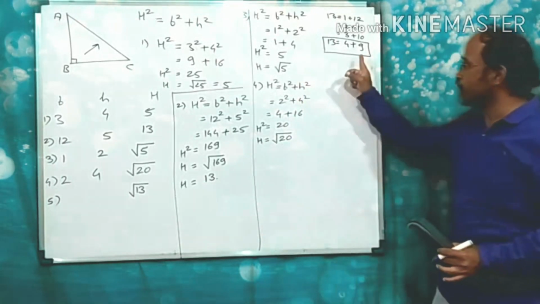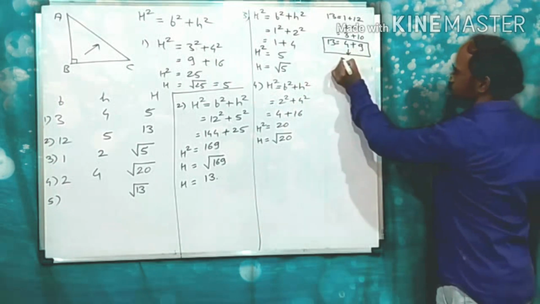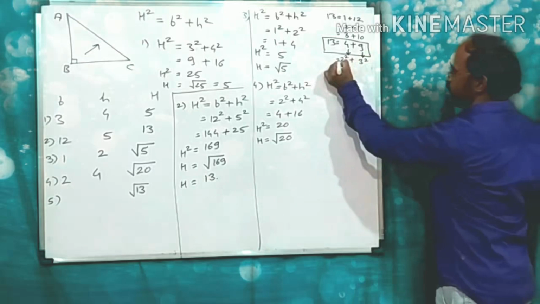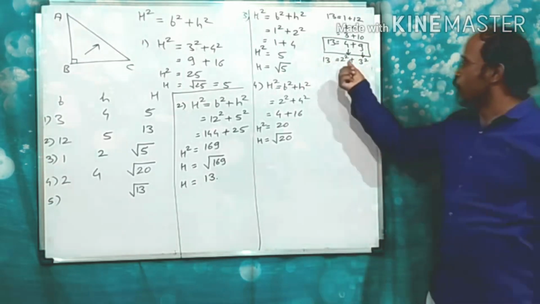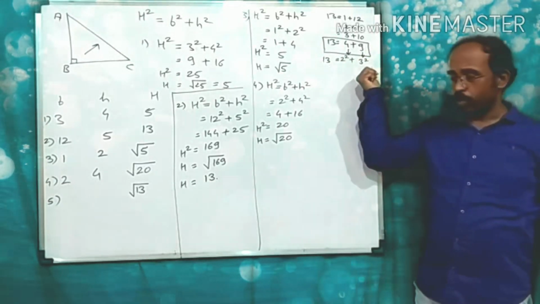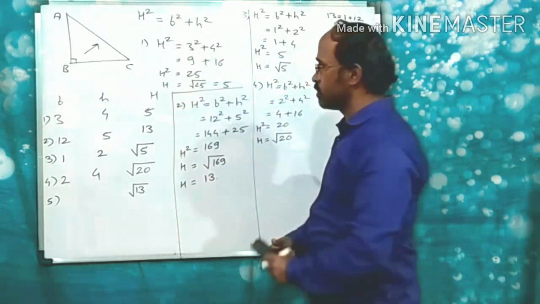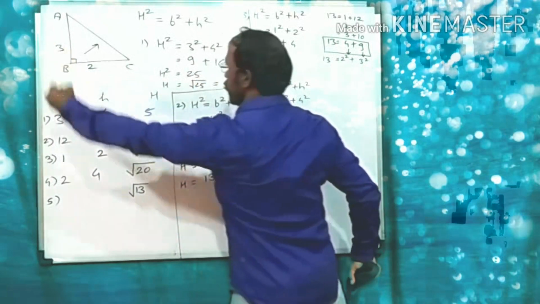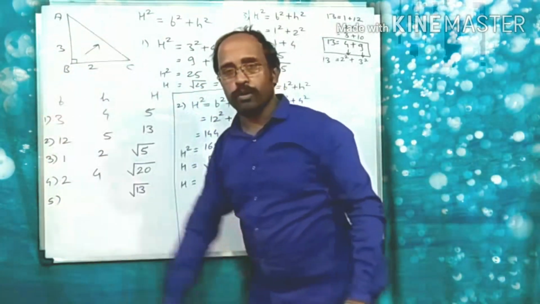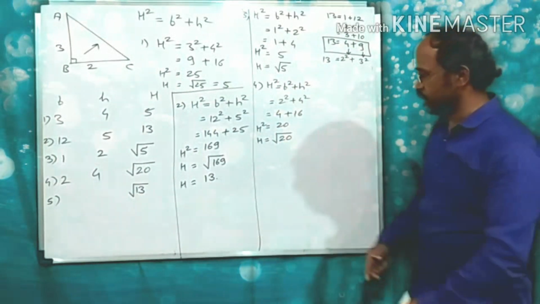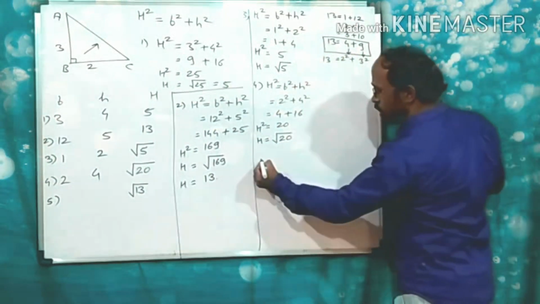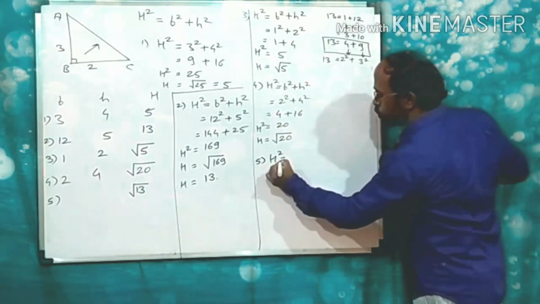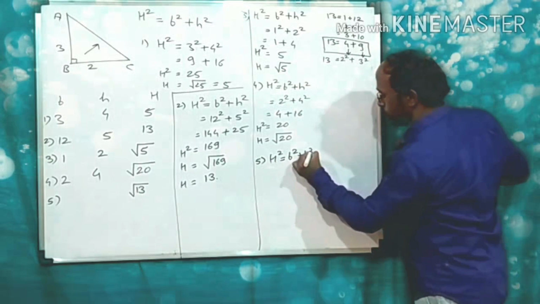Got it? And which two numbers are they? This is nothing but the square of 2 and this is nothing but the square of 3. So 13 is equal to 2 square plus 3 square. Means in Pythagoras triangle, suppose we have base is equal to 2 and height is equal to 3. Then hypotenuse will be equal to root 13. Let us see how. This is our fifth example. Hypotenuse square is equal to base square plus height square.